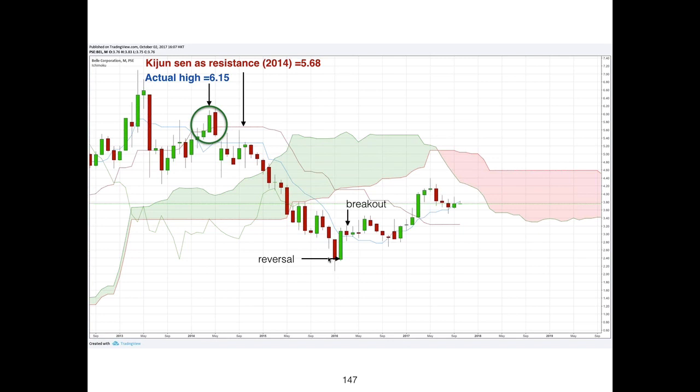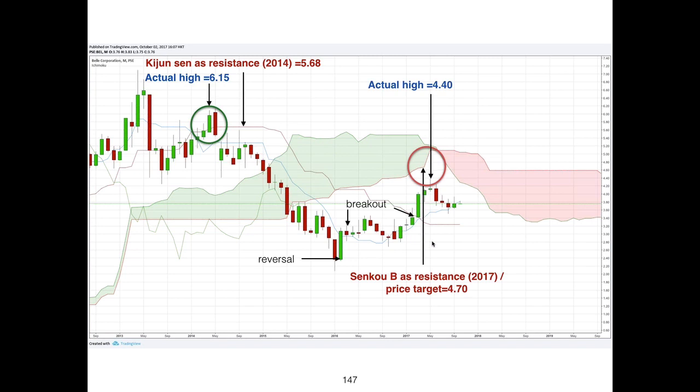This reversal happened in 2016. And then price broke above the Tankenson line with a long green monthly candlestick. Then it formed a flag here. It consolidated above the Tankenson line. In 2017, price was able to break above the Tankenson and Kijun Sen resistance lines here. Naturally, the next target was that monthly Senko B line at 470. Since there's no other Ichimoku element, the next one is the nearest, which is at 470. The high was at 440.